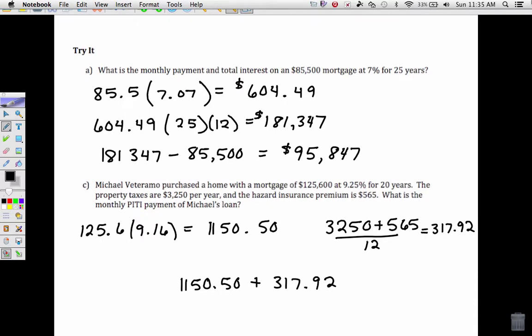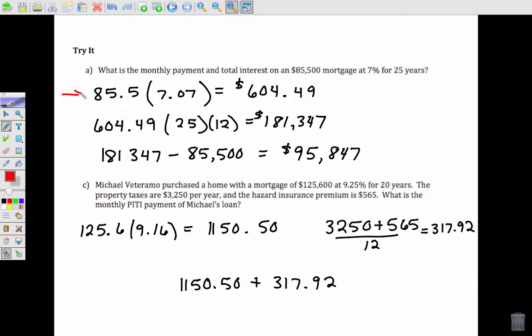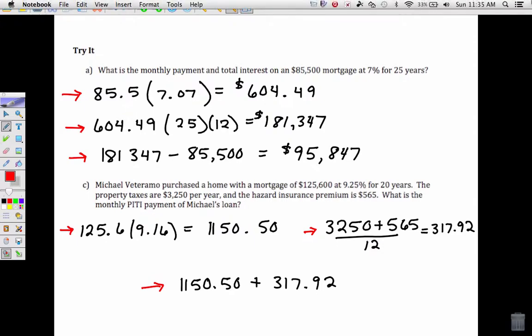All right, both try-its A and C, here are your answers, and you can see that I went ahead and I calculated all the parts. I calculated my monthly payment here in part A. I calculated how much I was paying over the course of 25 years, and then the difference to find the interest. On part C, I calculated my monthly payment. I then calculated how much of the taxes and insurance per month, and then finally I added those together. So that's how you do the first part of this section. And the next video that you will see will go ahead and do some amortization on a mortgage.